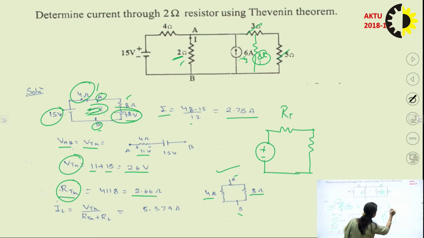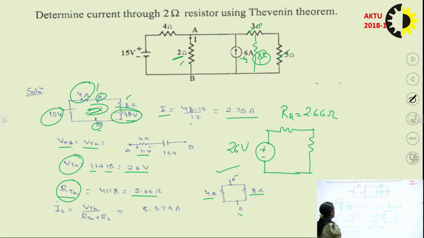So RTH value is 2.66 and VTH value is 26 volt, right? And RL value here is 2 ohm. So what will be the value of IL? You can find the value of IL by VTH upon RTH plus RL. So you will get 5.579 ampere, and this is the required answer.